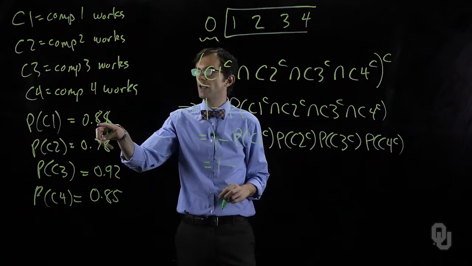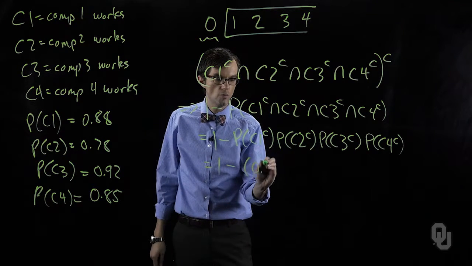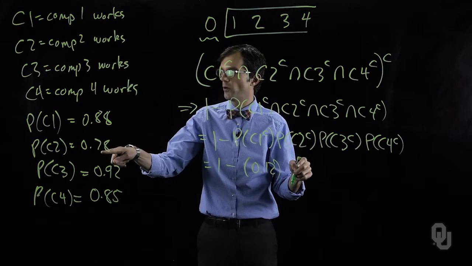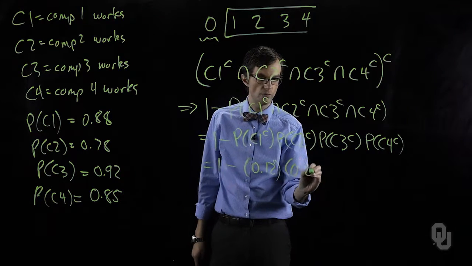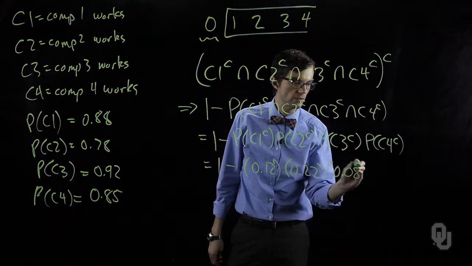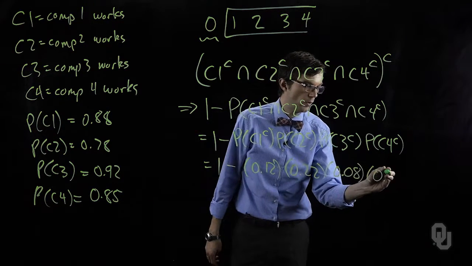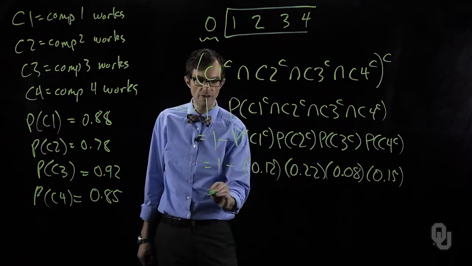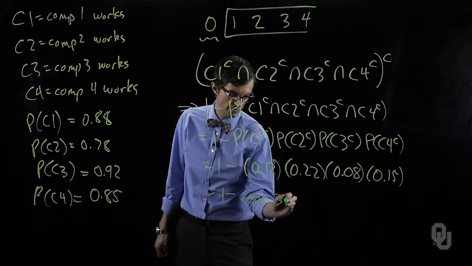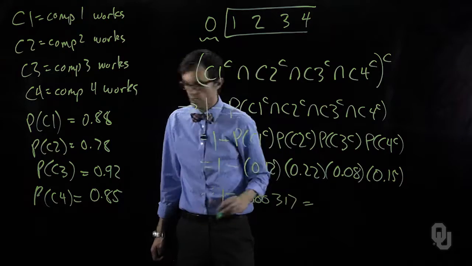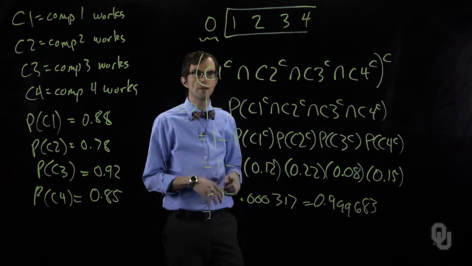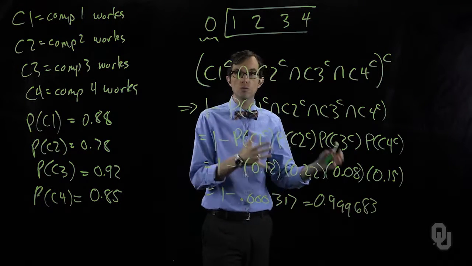Okay? That's equal to 1 minus the probability of C1 complement. Well, here's C1, 0.88. Therefore, its complement must be 0.12. The complement of C2, here's C2, the probability of 0.78, so its complement must be 0.22. C3 complement, the complement of 0.92, which is 0.08. And C4 complement would be 0.15. Okay, we worked this out. That is 1 minus 0.000317, or 0.999683. So what's the probability that the system will operate only if at least one computer operates?